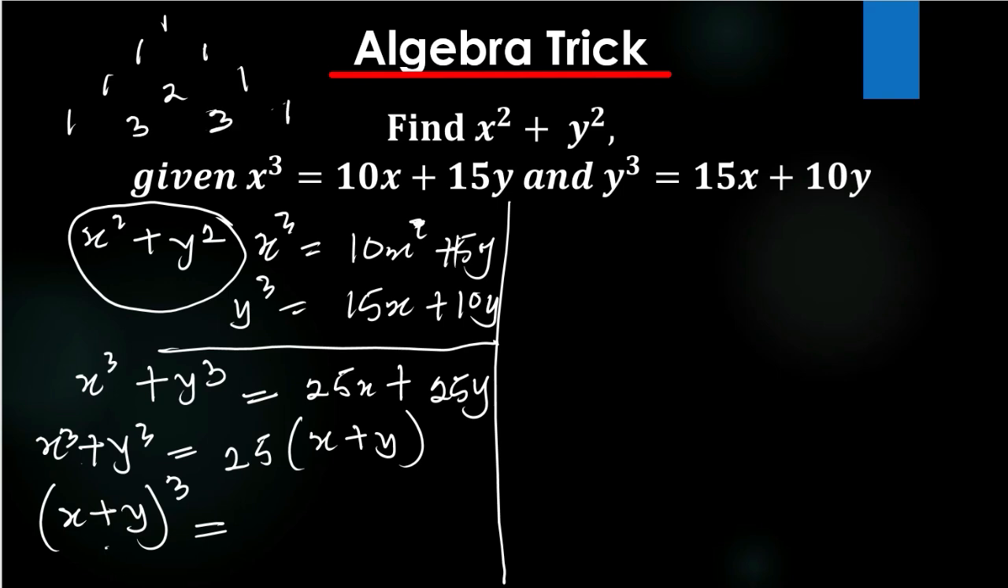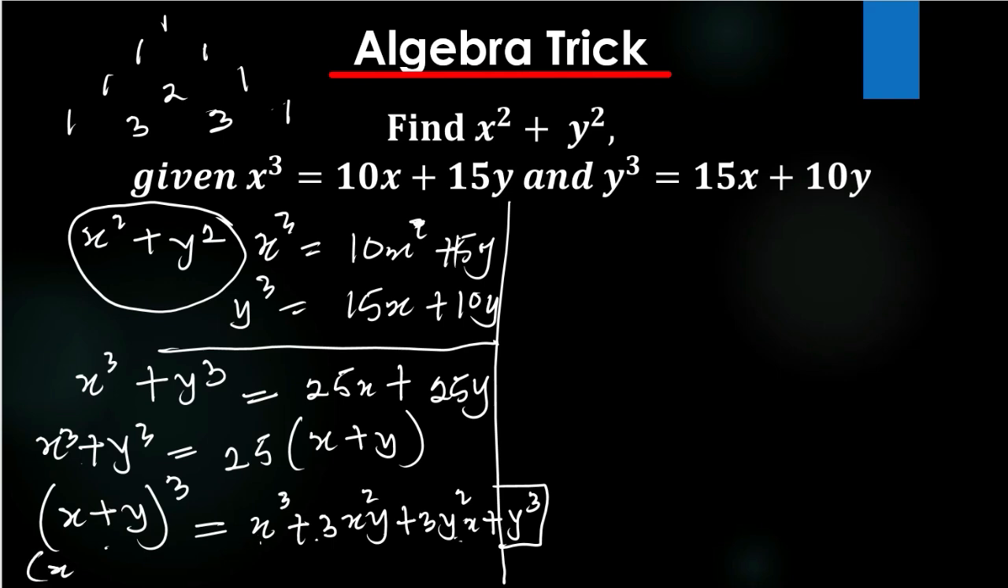So if I'm expanding this using Pascal's triangle, I'll come up with x raised to power 3 plus 3x squared y plus 3y squared x plus y raised to power 3. If you look at this carefully, you see that I have x raised to power 2 and y raised to power 2 and x. In both of these, x and y are common and 3 is common.